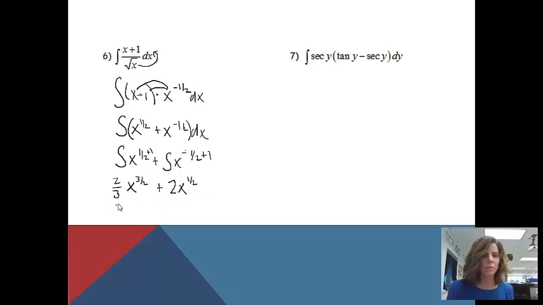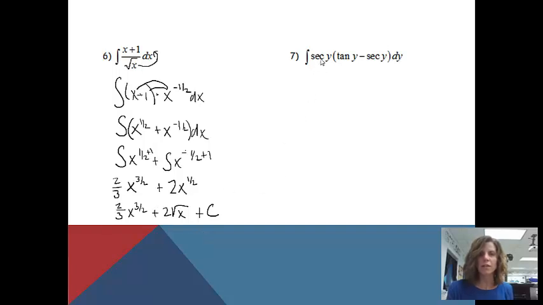And then one more thing I'm going to do on this problem, I have 2/3 x to the 3/2 plus 2. If I have an x to the 1/2, that's very easy to rewrite as a square root, and I'd encourage you to do that. And then of course we still need to include our plus c because this is a general solution.